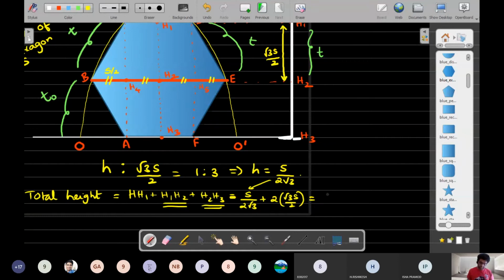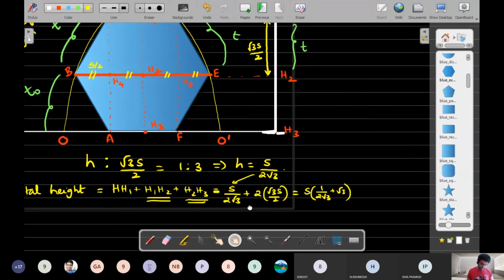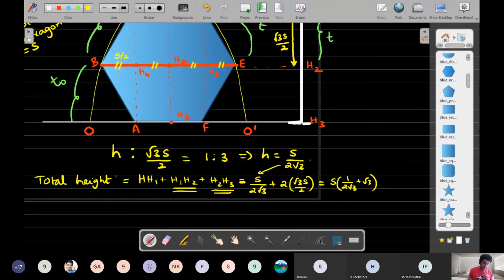Okay, right? S by 2 root 3 plus root 3 s. And so s of 1 by 2 root 3 plus root 3. Right. So which can be modified as, how much is that h max? H max comes out to be 7s divided by 2 root 3. So this is your h max.